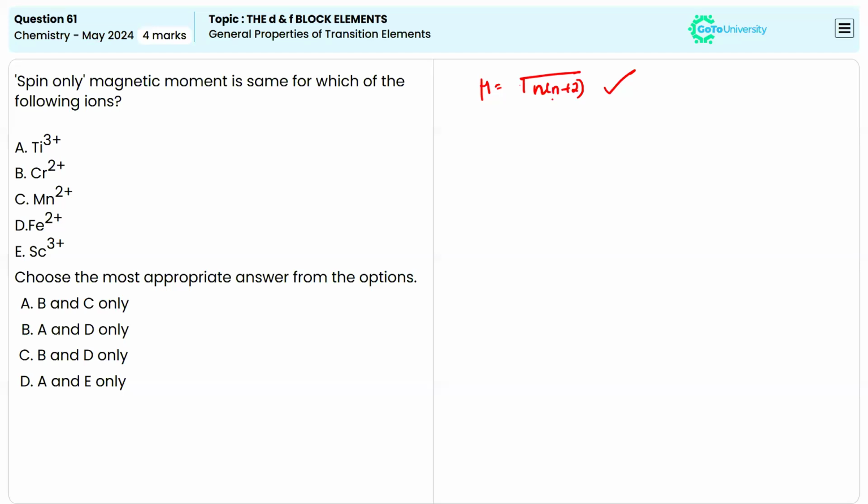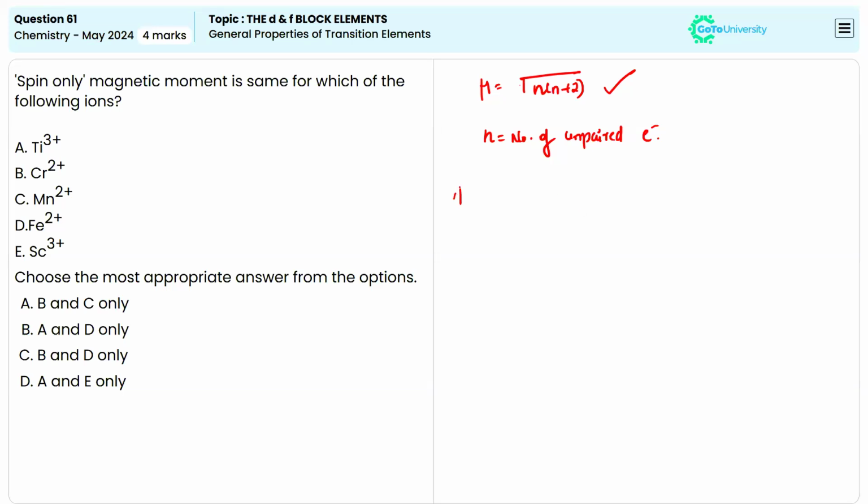Here n is the number of unpaired electrons. So using the number of unpaired electrons in each of them, we have to calculate which of the following have the same value of the spin-only magnetic moment. So first, we have to calculate the number of unpaired electrons in all of them.